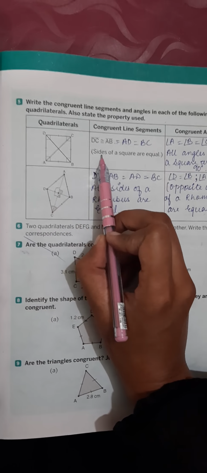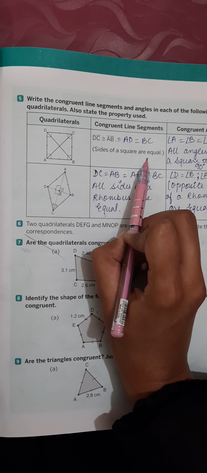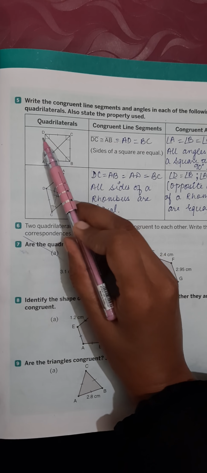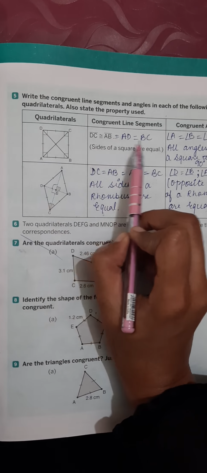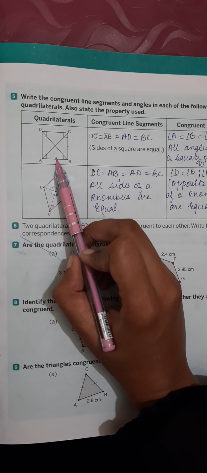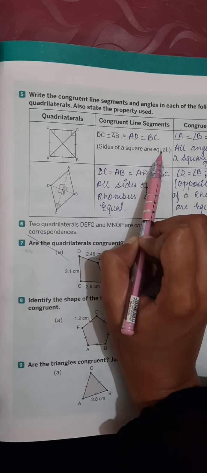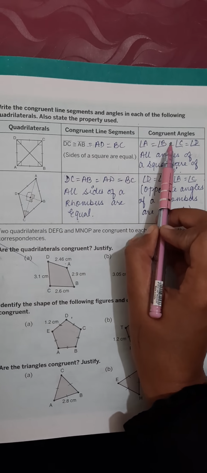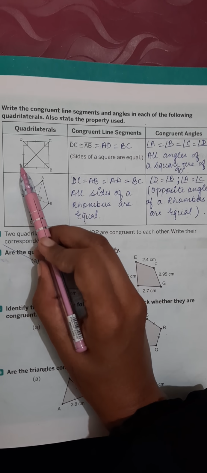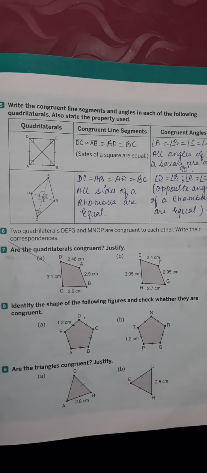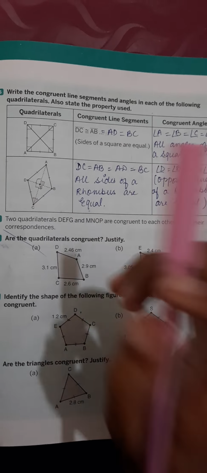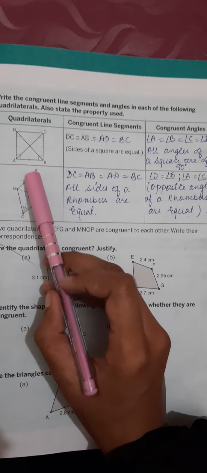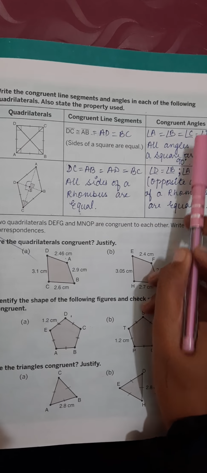And what is the reason? The sides of a square are equal. Okay, this is the reason we have to write. AB, BC, CD and DA, all the sides are equal. Why are they equal? Because they are the sides of a square, and sides of a square are equal. Similarly, why are these angles equal? Congruent angles. These angles of the square are of 90 degrees. Now since all the angles of a square are equal, that's why all angles of a square are 90 degrees, and hence A, B, C, D are equal. So this is the reason.